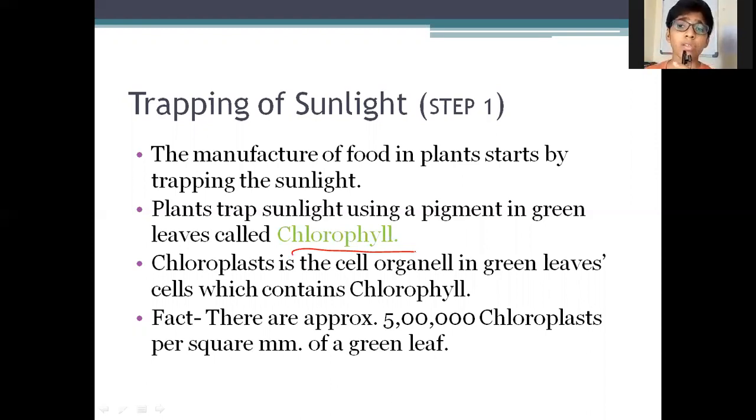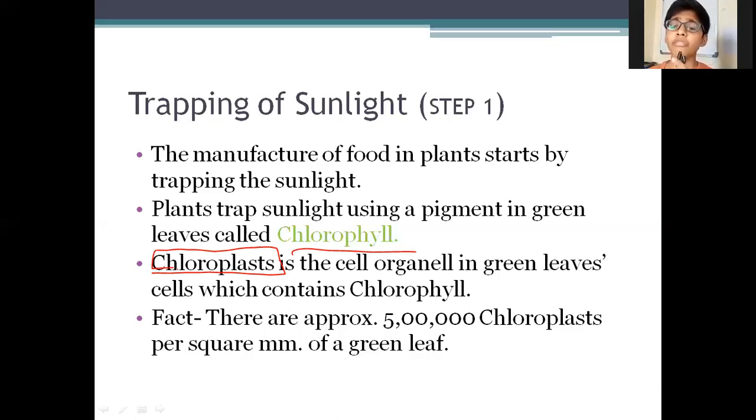Chloroplast is a cell organelle. A cell is also like a mini organism. Organelles are small organs. It has one for respiration, it has one for digestion. Such an organelle in cells is the chloroplast. This is present only in plant cells. These chloroplasts contain chlorophyll, which helps us to trap the sunlight.